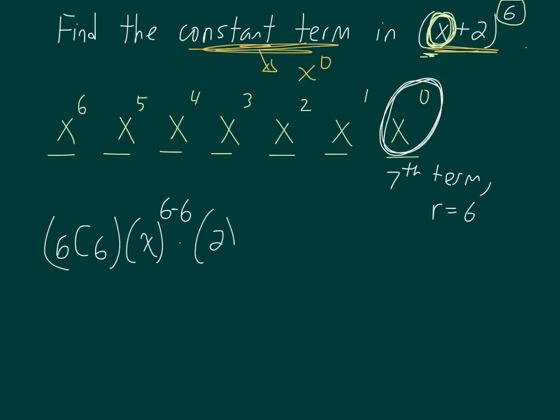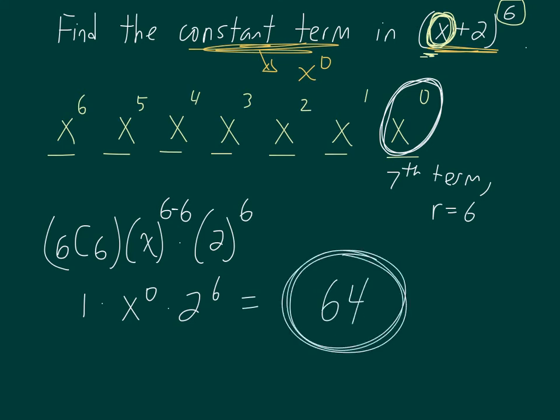times, and then we would have 2 to the r, so 2 to the 6th. Alright, so that's going to give us 1 times x to the 0. And we knew that we were going to have an x to the 0 anyway, right? So when we do 2 to the 6th, that is 64. Alright, so the constant term would just be 64. So you don't want to just stop and say, well, it's going to be the 7th term. Yes, that's true, it is the 7th term, but we want to be specific and find its actual value.